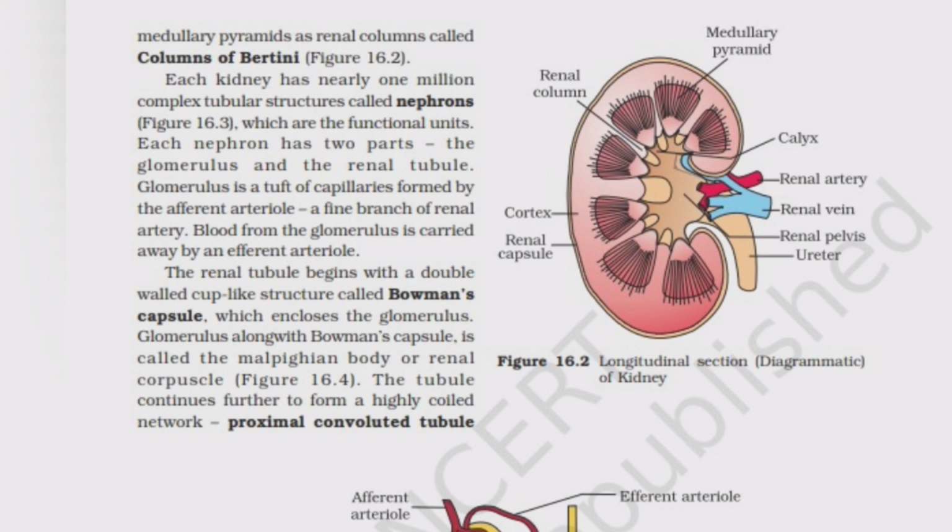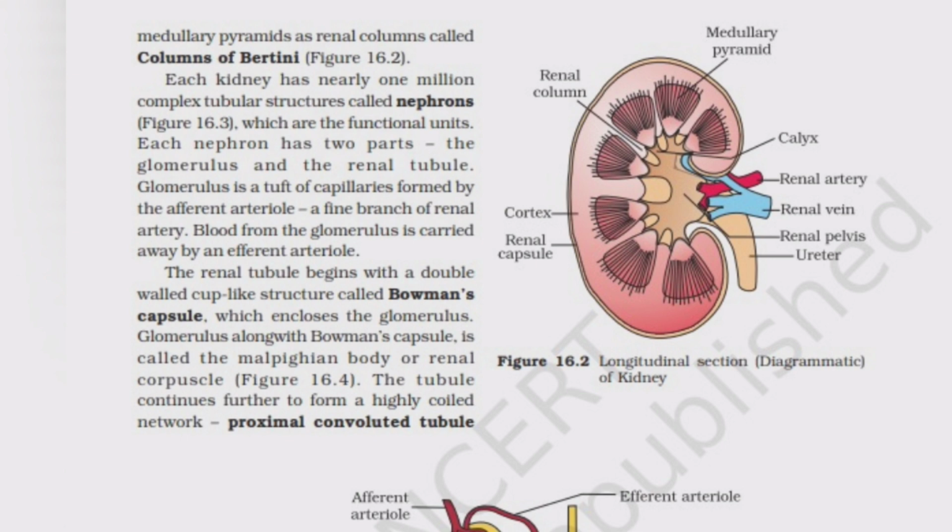Each kidney has nearly 1 million complex tubular structures called nephrons, which are the functional units. Each nephron has two parts, the glomerulus and the renal tubule. Glomerulus is a tuft of capillaries formed by the afferent arteriole, a fine branch of the renal artery. Blood from the glomerulus is carried away by an efferent arteriole. The renal tubule begins with a double-walled cup-like structure called Bowman's capsule, which encloses the glomerulus. Glomerulus, along with Bowman's capsule, is called the Malpighian body or renal corpuscle.